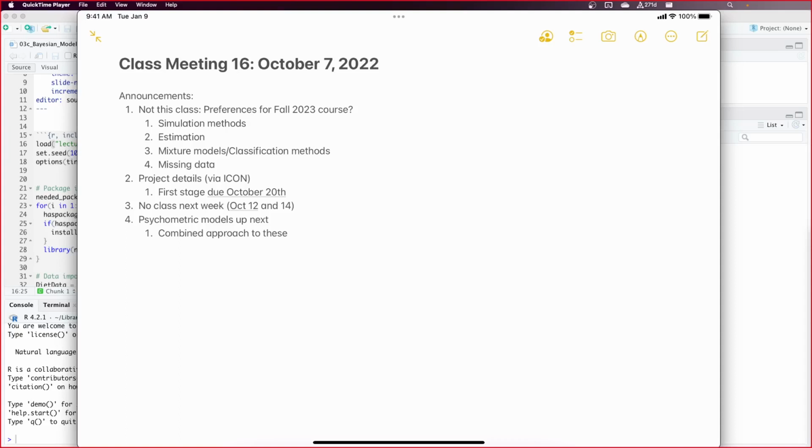I hear one. Thank you, Nathan. Simulation methods? Or classification methods? Okay. Estimation or mixture models. That's good.